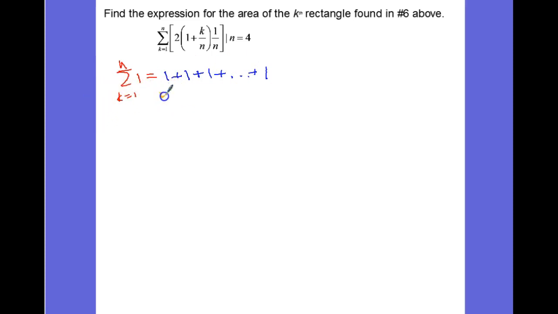When k is equal to 1, we get this one. When k is equal to 2, we get this one. When k is equal to 3, we get this one. And when do we get this one? Well, we get the last one whenever k is equal to n.